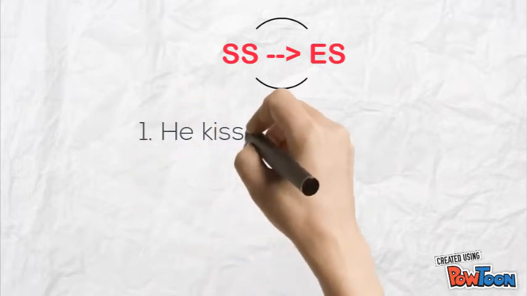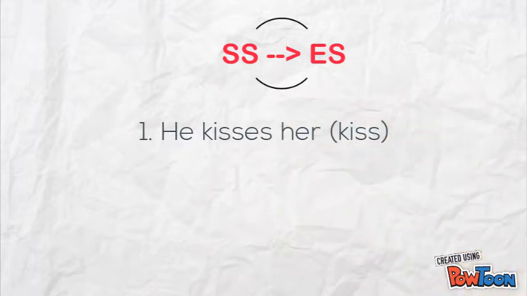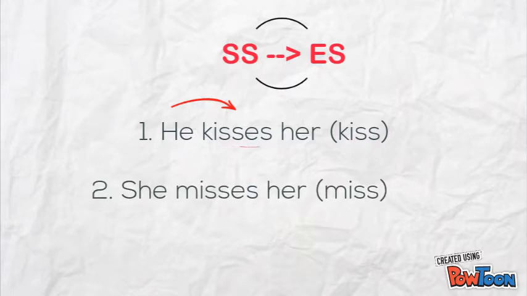Another option that you have is verbs that end with ss. You also have to add es at the end. So with the verb kiss, which ends with two s's, you have to write he kisses her. Also with the verb miss, that also ends with two s's, you have to add the es at the end. So in the sentence, she misses her.